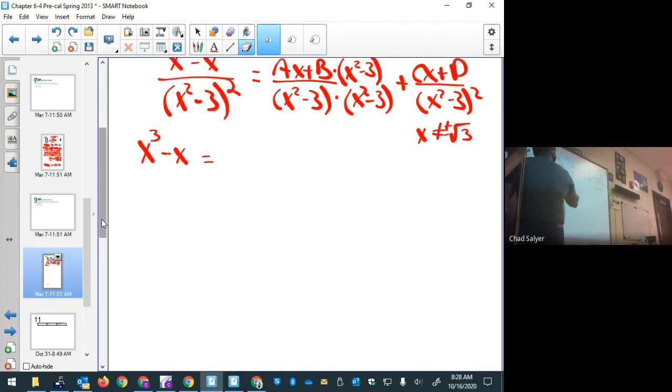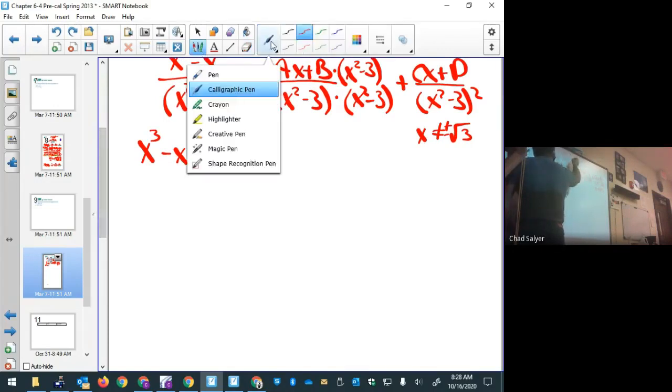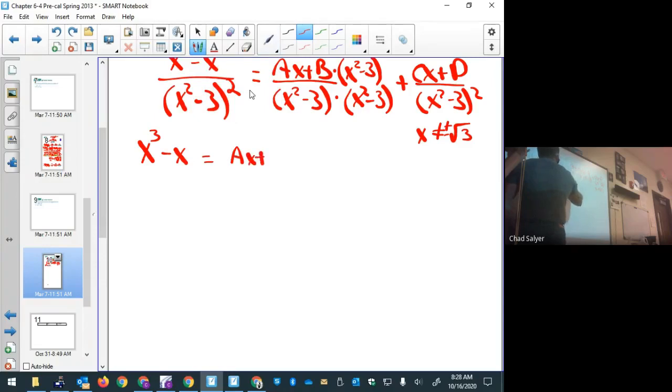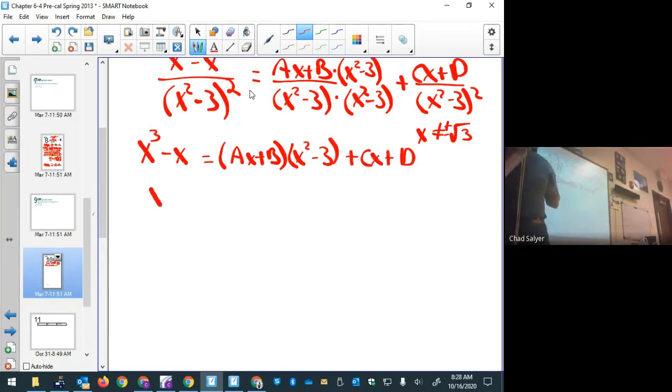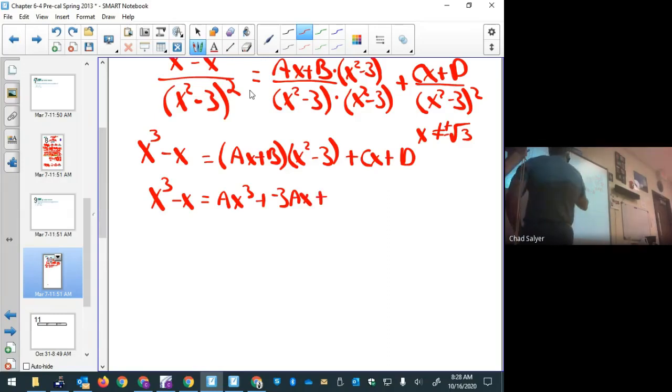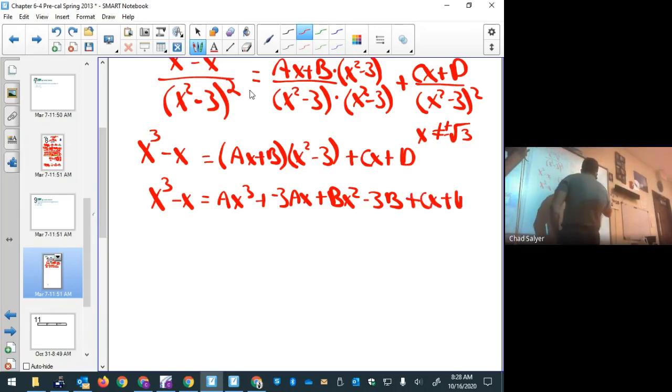this is A, and because we've got two terms, it's like this. AX plus B times x squared minus 3 plus CX plus D. So x cubed minus x equals AX cubed, first times first, plus negative 3AX, outer times outer, plus BX squared, inner times inner, and then minus 3B, last times last, plus CX plus D.